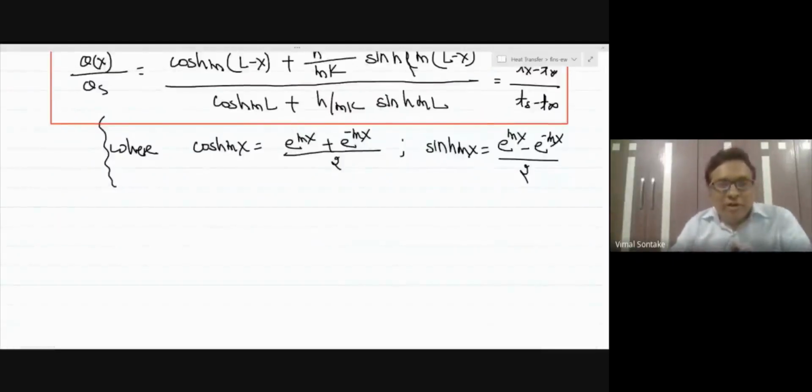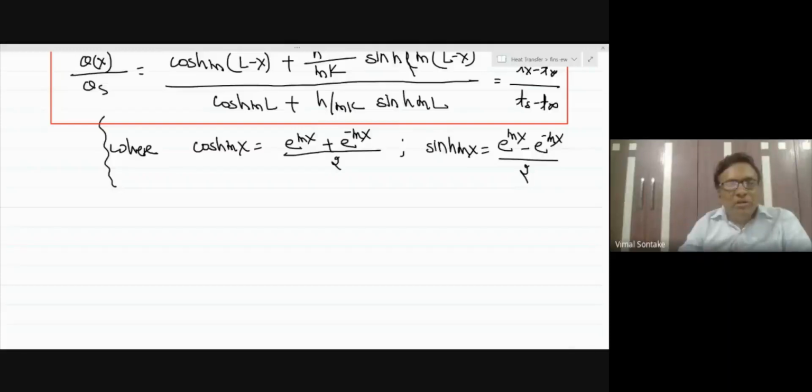So let us take a break for 5 seconds. I also got tired doing so much algebra. In examinations, generally this case number 3 is not asked, but we can't say anything. We must be prepared. So you can do this derivation for case number 3, that is, fin of finite length and losing heat at the tip by convection.